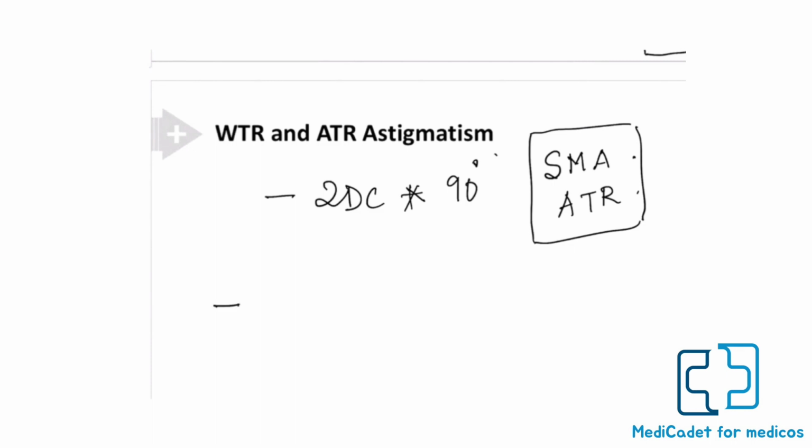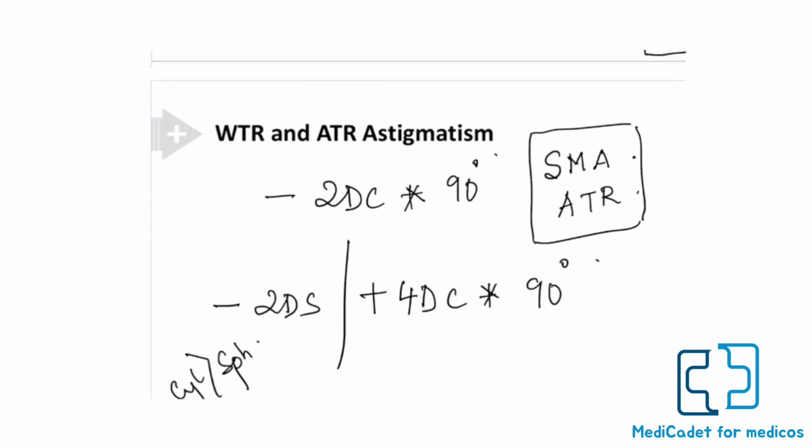Suppose I give you this minus 2 diopter sphere plus 4 diopter cylinder cross 90. Now what is this? See, it's a minus plus combination, minus sphere with plus cylinder, and the cylinder is greater than the sphere. So what is this? If the numerical value of the cylinder is greater than the sphere, we will call it MA, mixed astigmatism. And how do I classify it as WTR, ATR? I look at the cylindrical part of the prescription, and in the cylindrical prescription, there is a plus cylinder cross 90. So plus cylinder cross 90 means WTR.